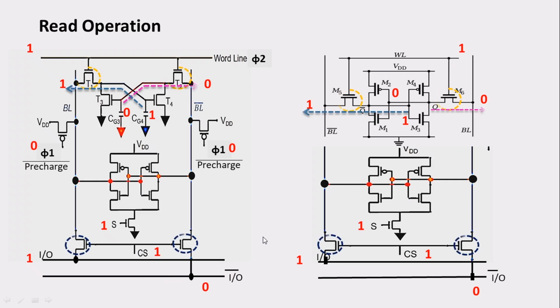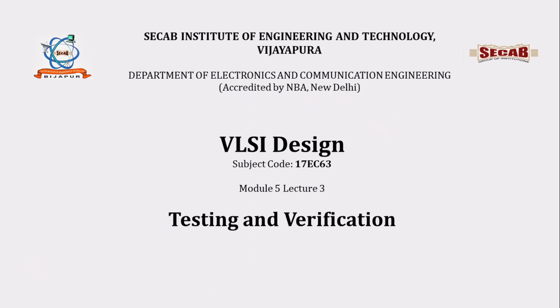So this is how the read operation is done for both the 4 transistor as well as 6 transistor CMOS memory cells. Okay, so these are all regarding different types of memory elements. So this completes part 1 of module 5. In the next lecture we shall look into part 2, that is testing and verification, and what all the parameters are which need to be tested. Those different types of testing environments and verification environments, we are going to see in the next lecture.